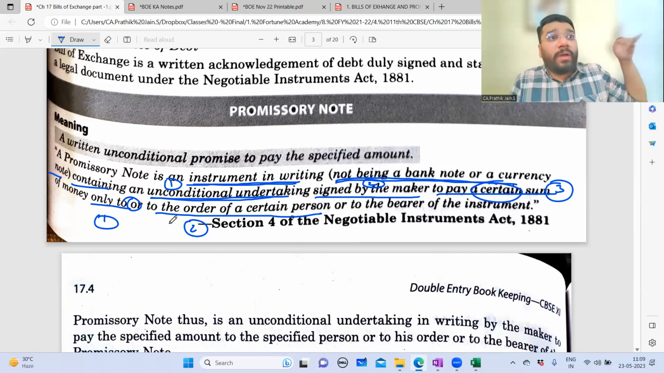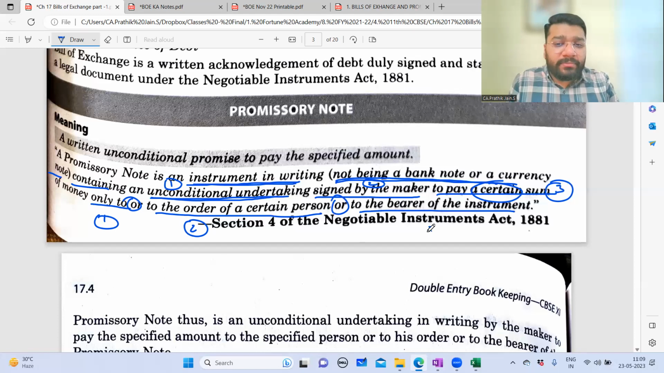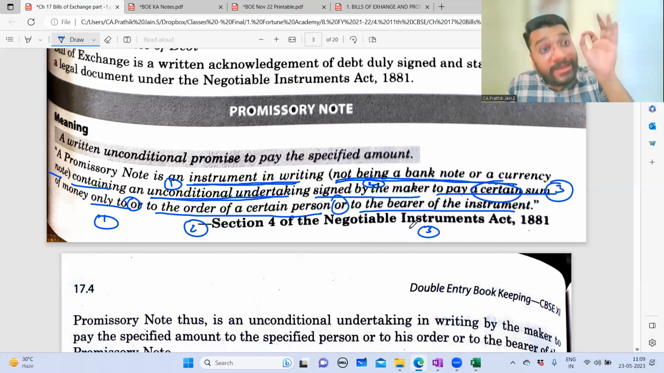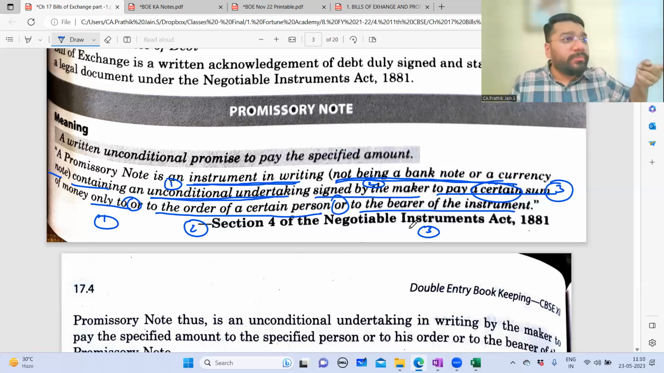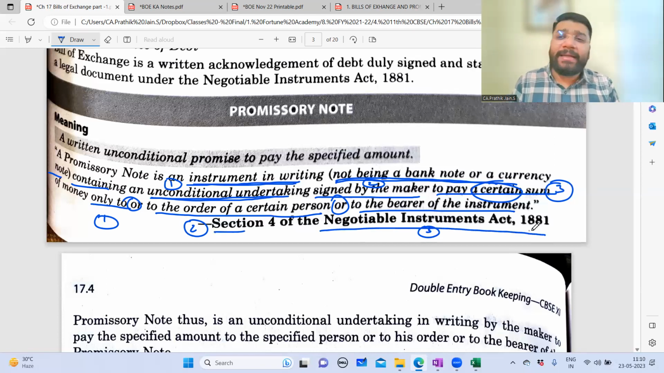If I'm not sure on that day who will collect the money, then I will say don't write anybody's name. Just mention pay this money to the bearer of the instrument. So like that, three options. Out of the three options, any one option you will select, and that wording has to be there. Pay only to Pratik, pay only to Anita, or pay to the bearer of instrument. Now, this is the definition of promissory note as per Section 4 of the Negotiable Instruments Act 1881.